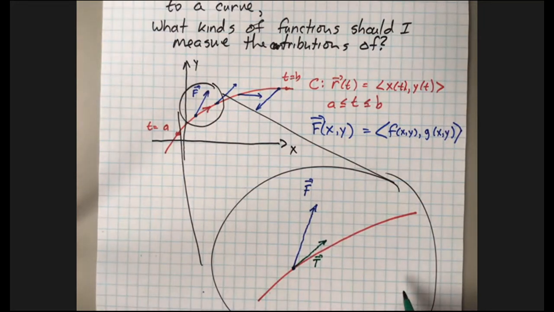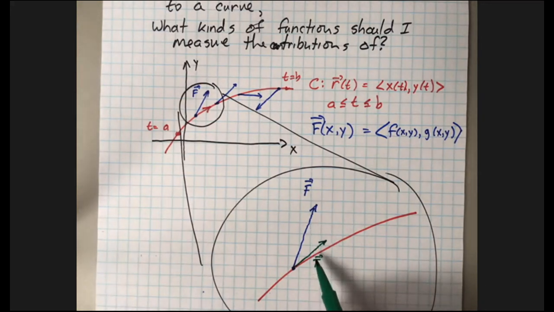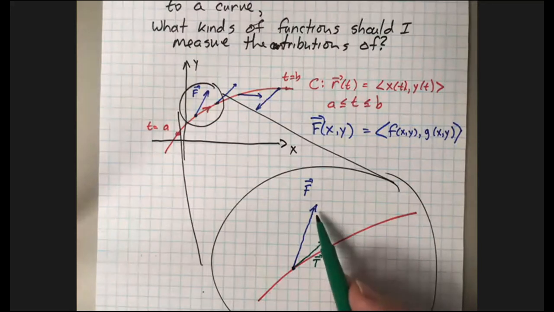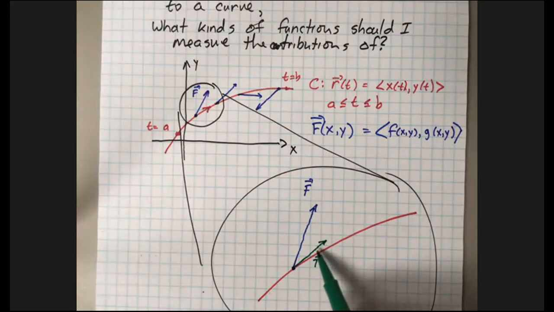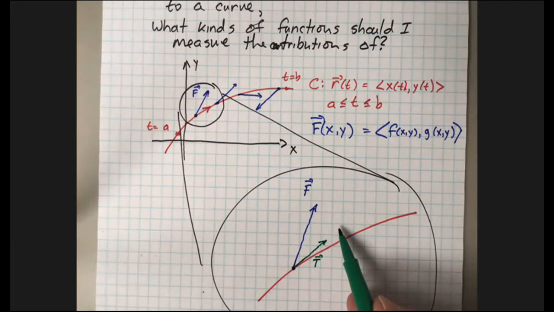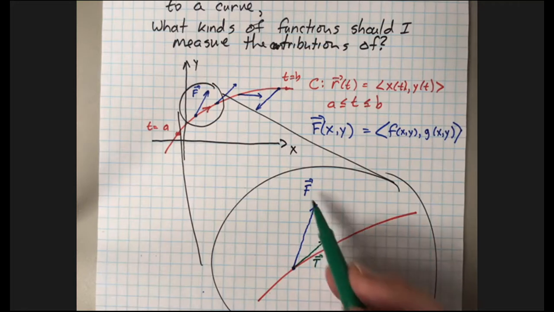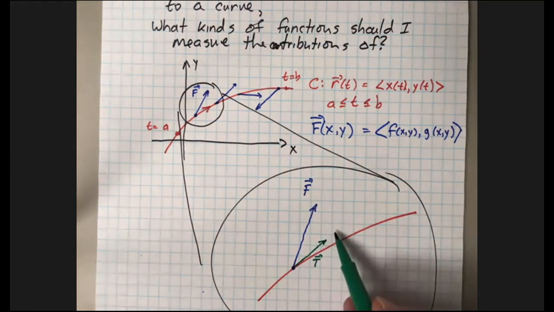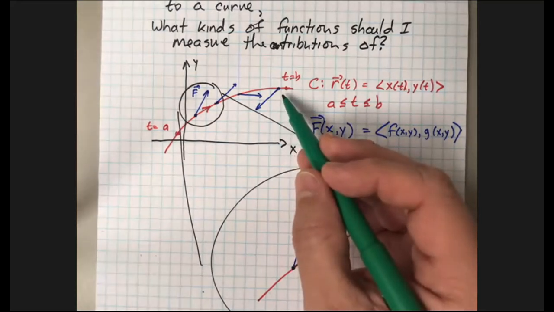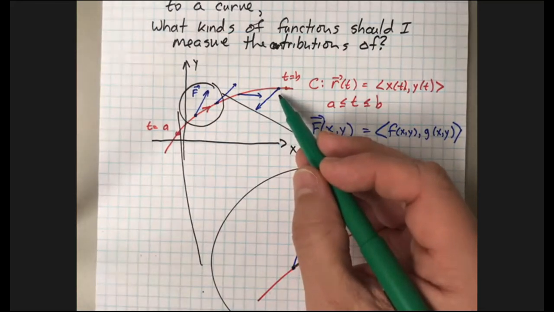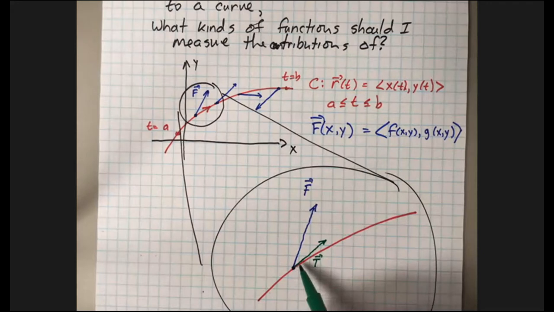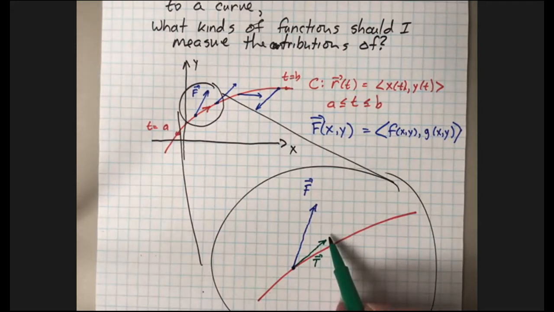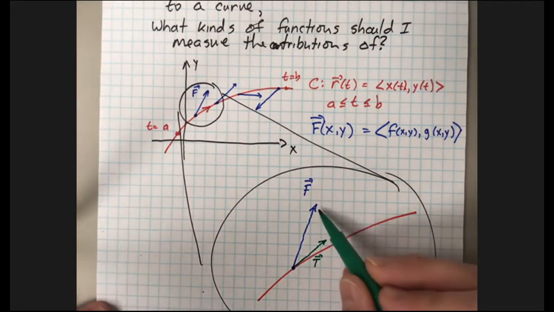You know what I'm kind of interested in is some parts of this blue arrow. Remember, I could decompose this blue arrow into the part along T and the part perpendicular to T. Some parts of that blue arrow are along T. Some component of that field is moving with me, or maybe sometimes against me. And that's called the flow of the field along the curve. But how do we represent that?